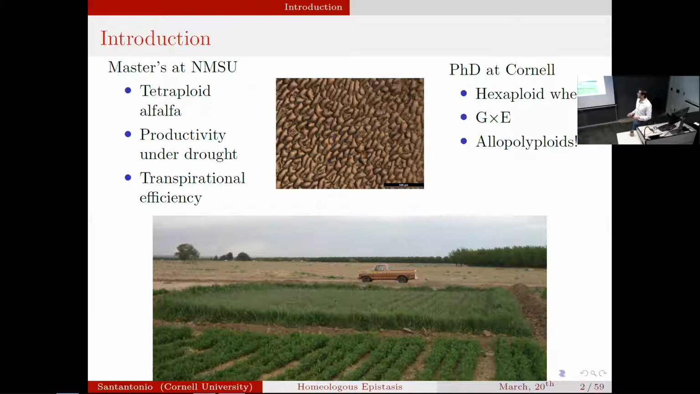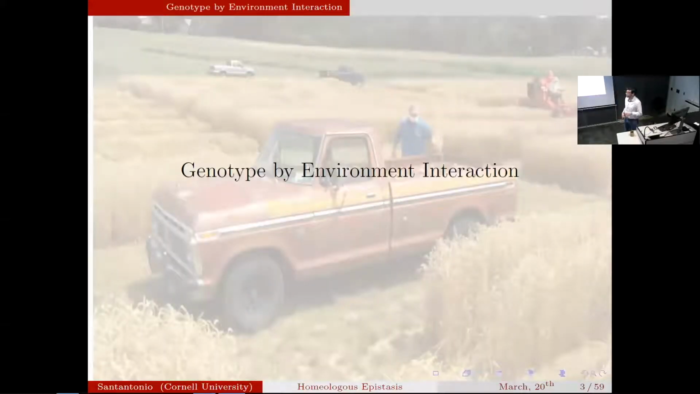So you can see here, this was a study I had during my master's. It's under really heavy drought conditions, and you'll notice the alfalfa that's growing right in front of it is much healthier, much greener, right? And so there are differential responses to environments. And so I'm going to briefly talk about a little bit of the work I've done with genotype by environment interaction, mostly just as a plug for an R package I wrote. And then I'm going to move on to the part of my PhD that I'm most excited about.